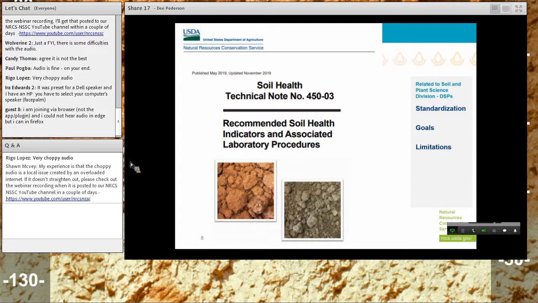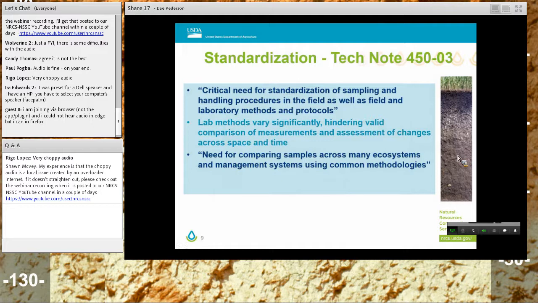guidance. In November 2019, the Soil Health Tech Note 450-3 provided information on recommended soil health indicators and associated lab procedures. It also includes needs for continued advancement of the agency's soil health priority, some of which can be addressed and fulfilled by the Soil and Plant Science Division and dynamic soil property projects. So these items are pertinent to standardization needs, goals, and limitations that are mentioned in this tech note.